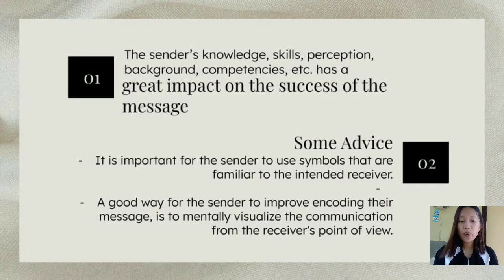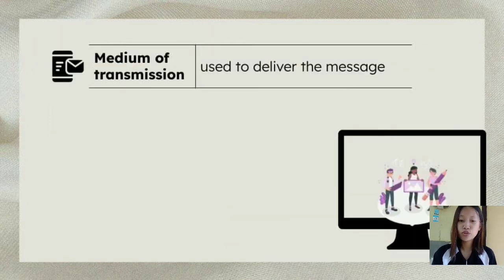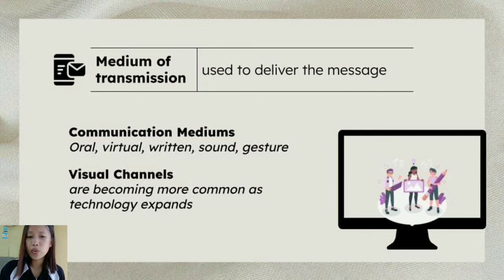Second advice, a good way for the sender to improve encoding is to mentally visualize the communication from the receiver's point of view. After the message is encoded, it will pass through the medium of transmission, also known as the channel. It is used to deliver the message. The communication mediums are oral, written, sound, gesture, and visual. Visual channels are becoming more common as technology expands. Examples of visual channels are Messenger, because it involves technology, or Google Meet.